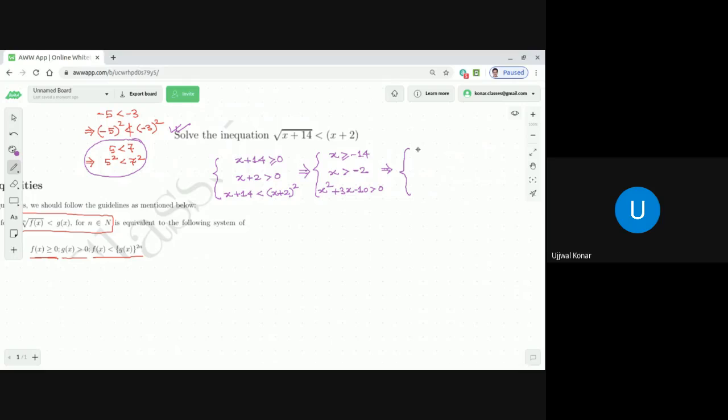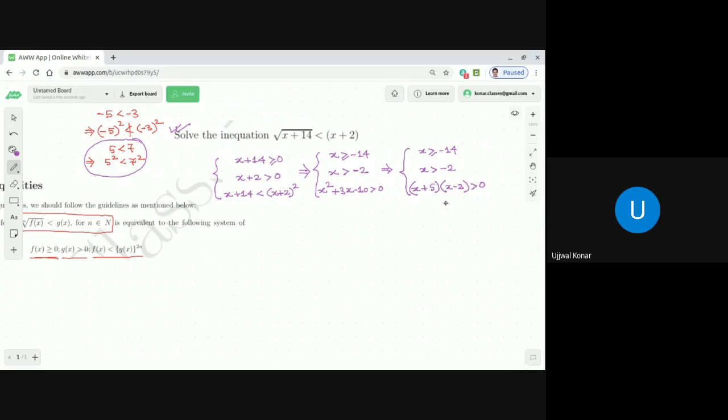So from here we get these three. x is greater than or equal to minus 14. x is greater than minus 2. And x square plus 3x minus 10, you can do a factorization. You will get (x plus 5) into (x minus 2) greater than 0. Correct or not?